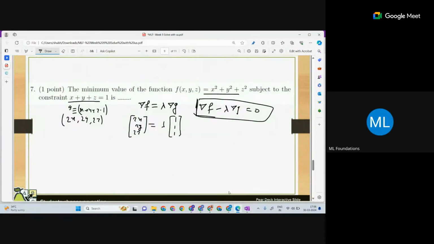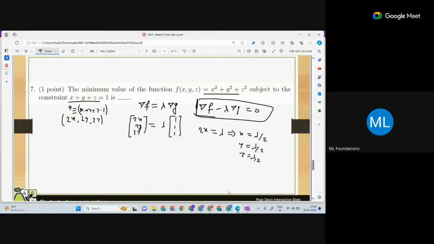And as we have this equation, 2x is equal to lambda. This implies x is equal to lambda by 2. Similarly, y is equal to lambda by 2, and z is equal to lambda by 2 from this equation. Now we have values in terms of lambda here. So what is going to be the next step?